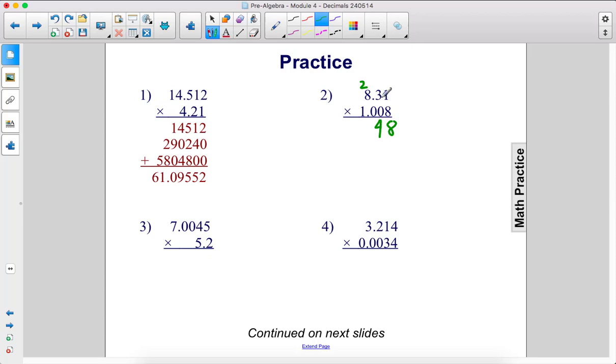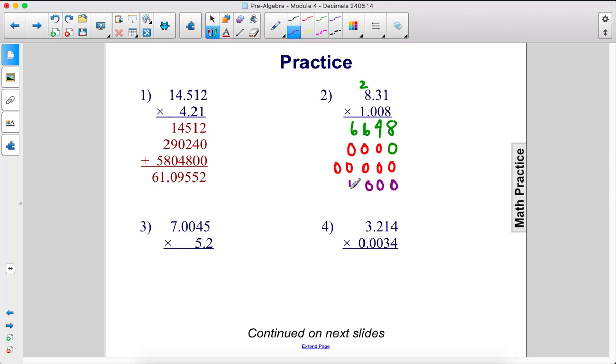8 times 8 is 64. 65, 66. Put a 0. Keep going. Just zeros. All right, put 2 zeros. Once again, just 3 more zeros. All right. Then we put 3 zeros.